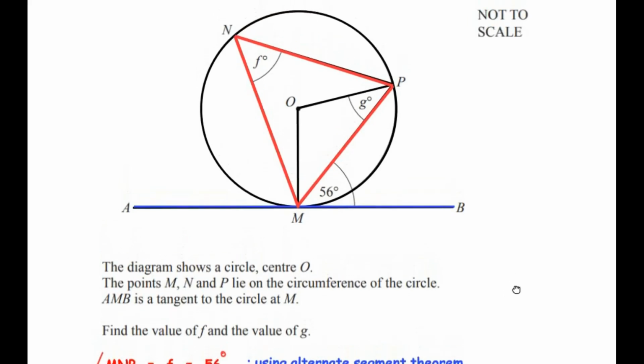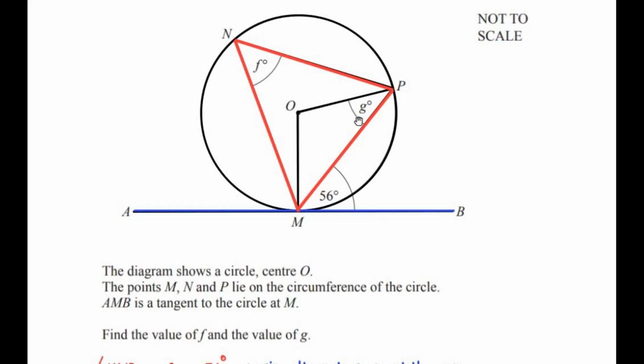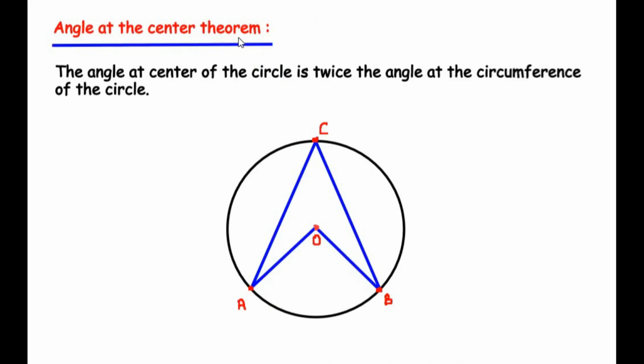Now once we have got the angle F, let us try to find the angle G. To find the value of angle G, we are going to make use of another circle theorem, which is the angle at the center theorem. It states that the angle at the center of the circle is twice the angle at the circumference of the circle. Now here you can see that I have drawn a circle with center O and there are 2 points on the circle, A and B.